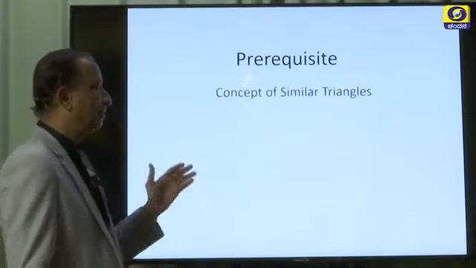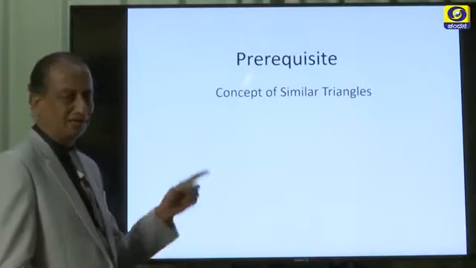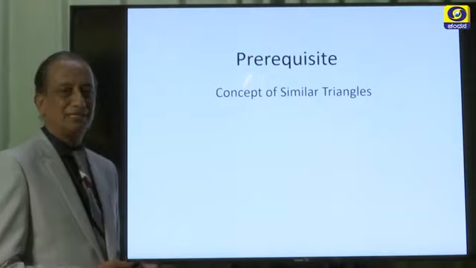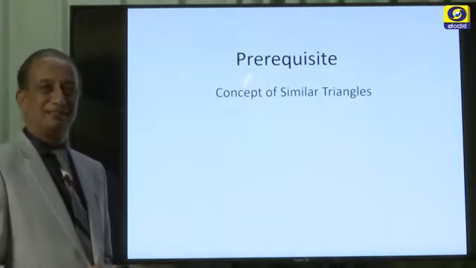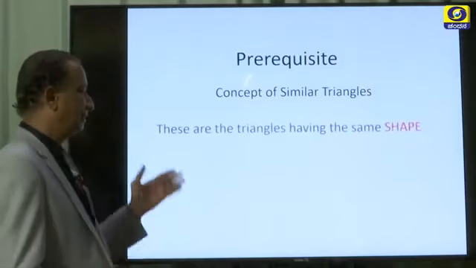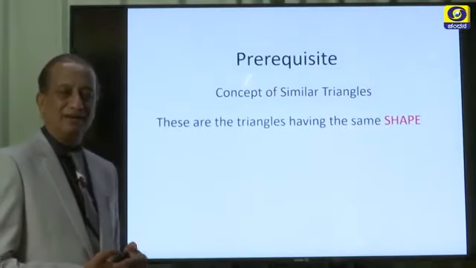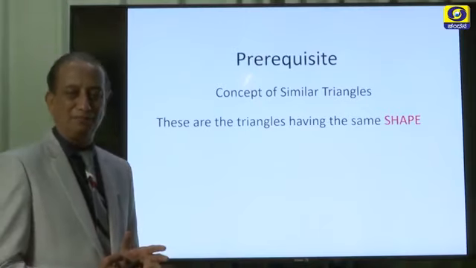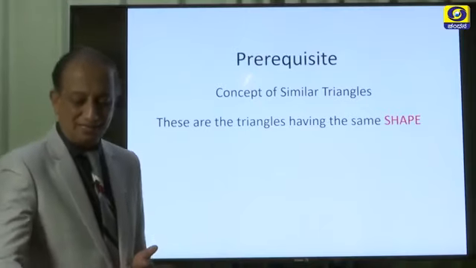Some previous knowledge you require. So, 3 prerequisites are there. Number 1 is the concept of similar triangles. What are similar triangles? These are the triangles having the same shape. If the shapes are same, we say that they are similar.